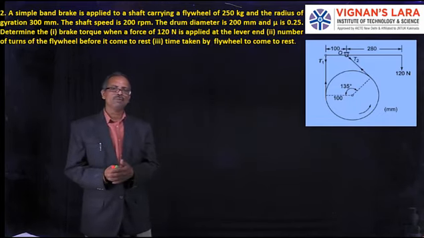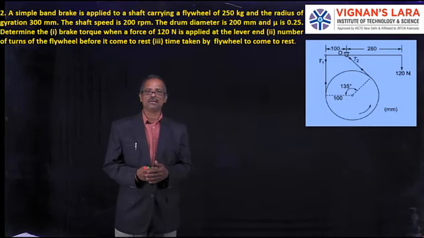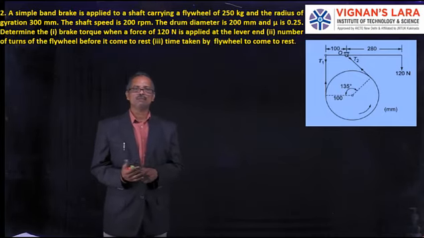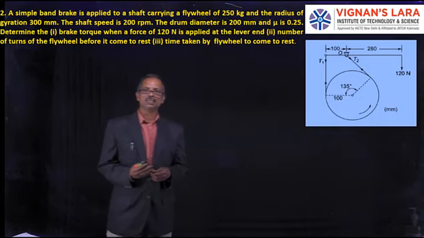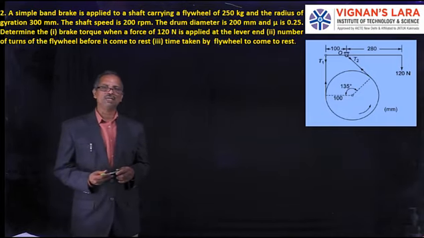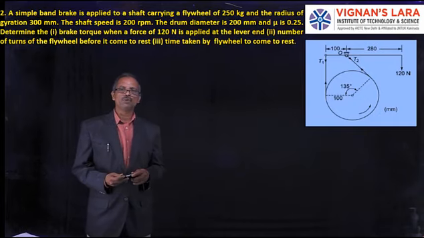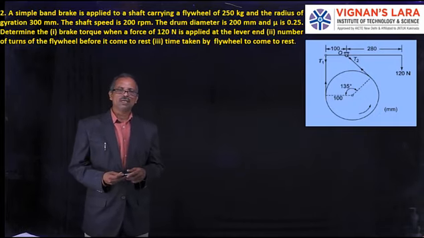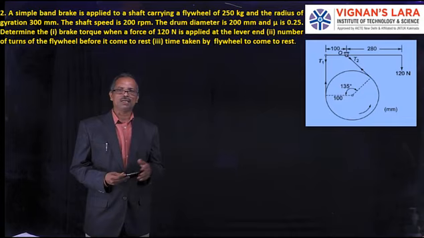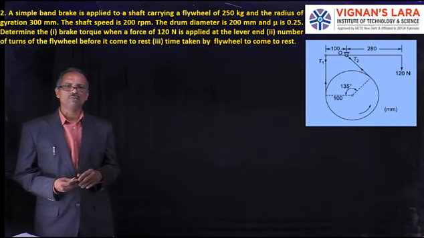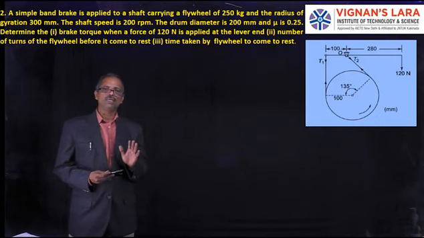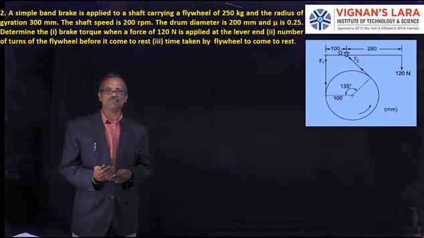We have seen the previous problem, a differential band brake. Now we will see a problem on a simple band brake. We have already discussed in the theory the difference between differential band brake and simple band brake. If A and B are unequal, either A is greater than B or A is less than B, it doesn't matter, but it is called a differential band brake.